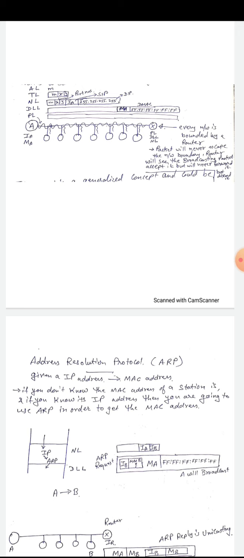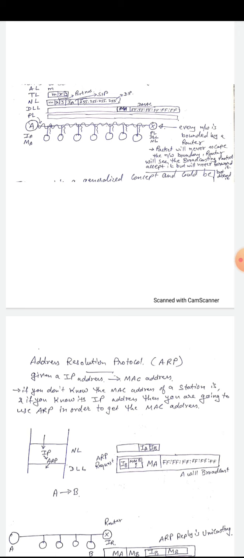Limited broadcast address, direct broadcast address, and broadcasting at the Ethernet layer, the data link layer, with all 6 bytes set to 1. So, once these concepts are known, then we can discuss what the address resolution protocol is.